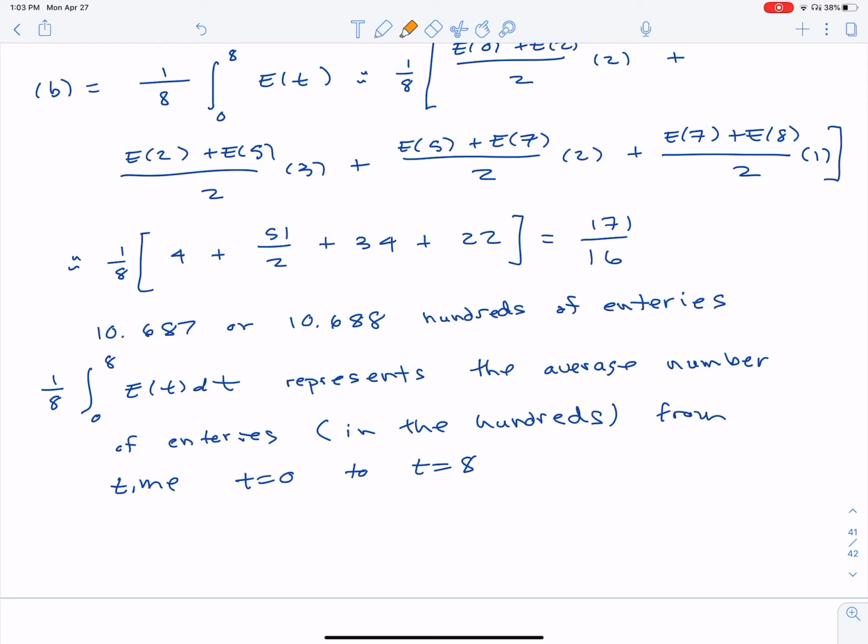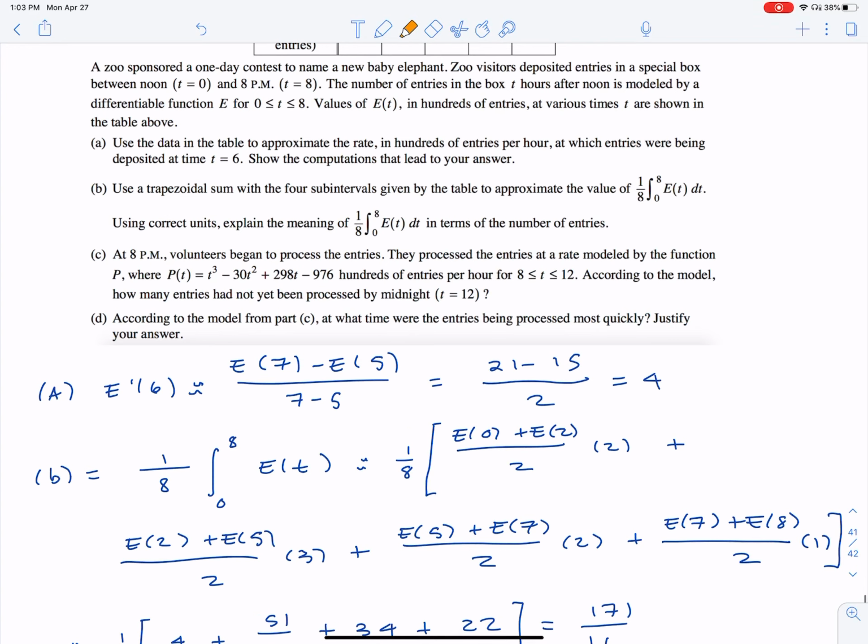One is that it represents the average number, right? Because we're using an average value. This represents the average. And then also from when to when. Okay, let's go on. Letter C, what do we got?